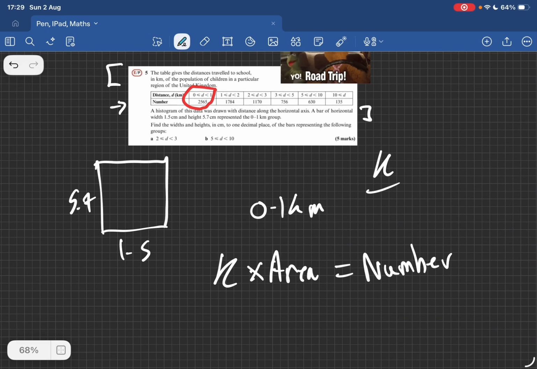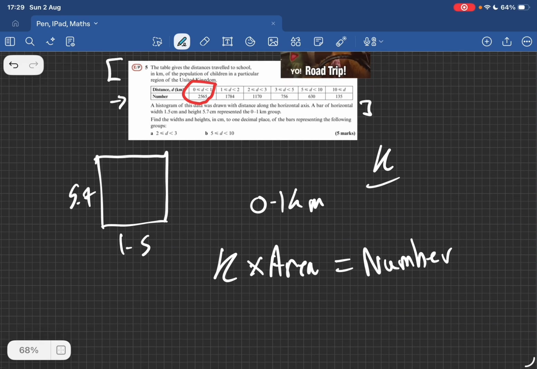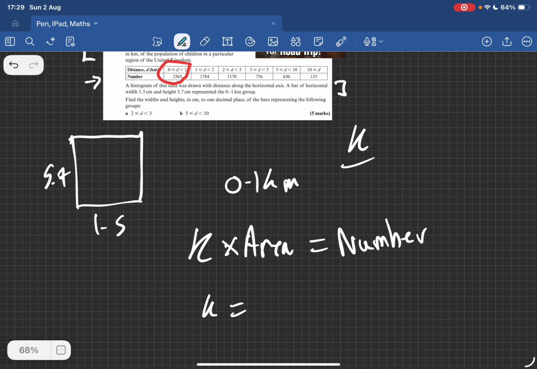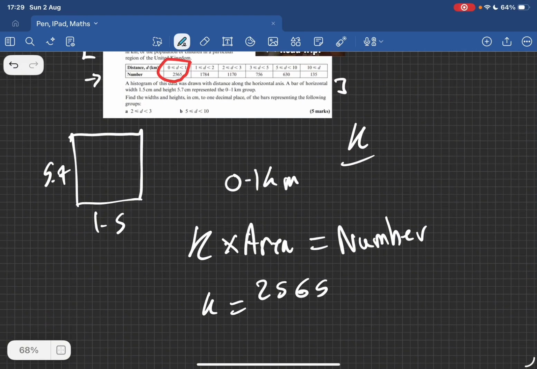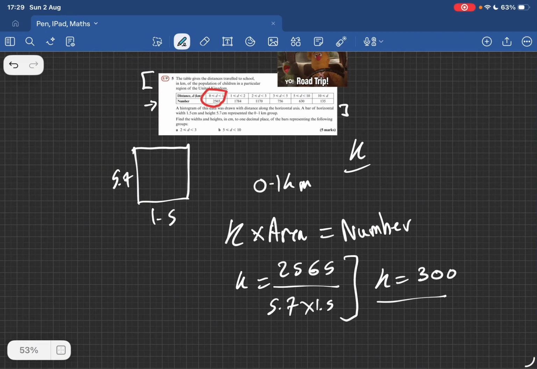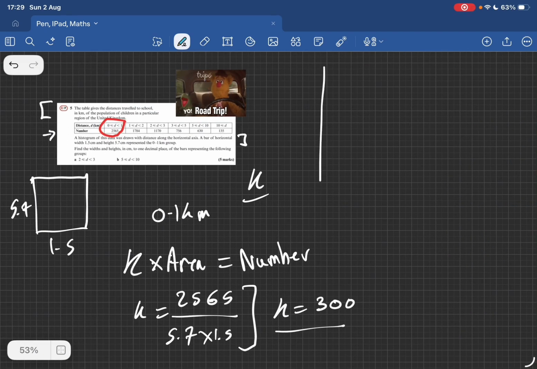Well, our area is 5.7 times 1.5, so k is going to be 2565 divided by 5.7 times 1.5. You put that in your calculator and you get the nice number: k is 300. When you do a calculation like this and come out with 300, I think you know you're on the right track. So knowing k is 300, we can do part A.